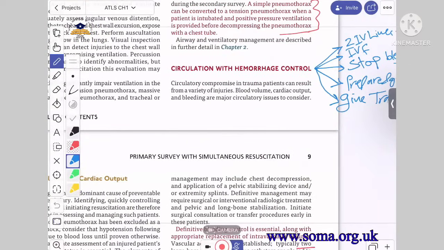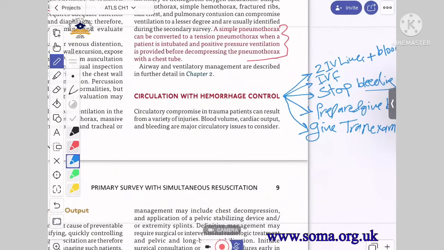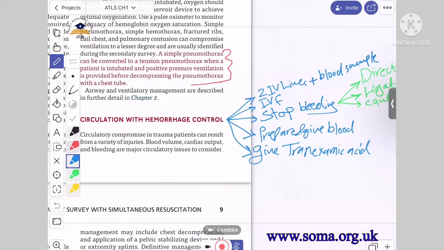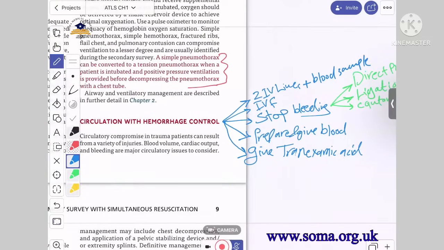Now, regarding circulation, circulation and hemorrhage control. This is a very, very important point. What we have to do, I summarize it here: put 2 IV lines, take a blood sample for investigation, give IV fluid, and the IV fluid should be warm or hot.